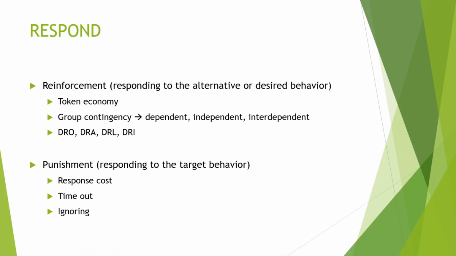Another is timeout, so having the student removed from that particular setting. Again, that's not the most effective strategy and not necessarily recommended, but if the student is doing something that's very harmful to the class, then perhaps that could be considered. And then there's also planned ignoring. So just ignoring when the student does negative behaviors could sometimes be appropriate in certain situations.